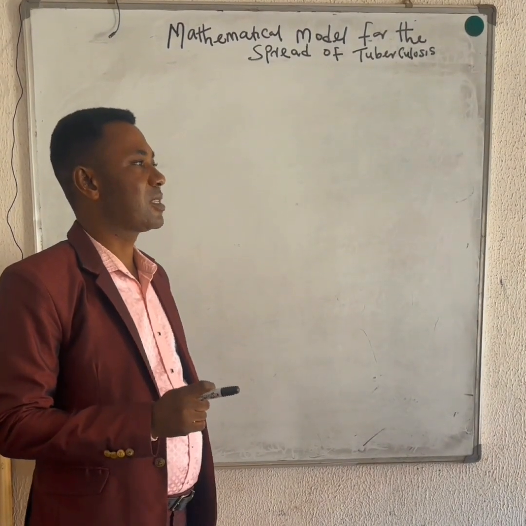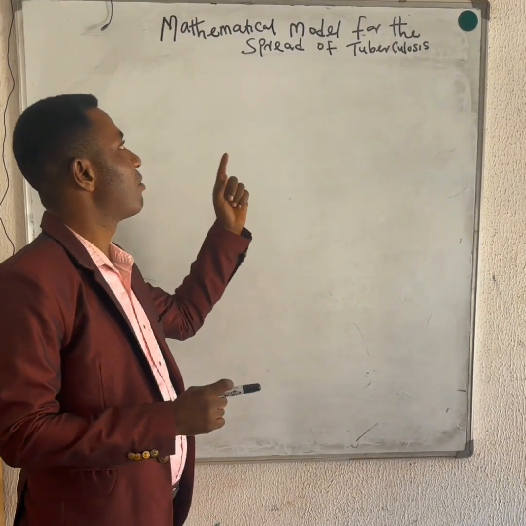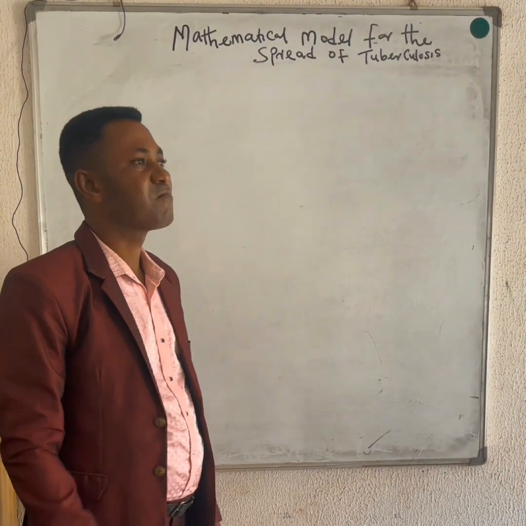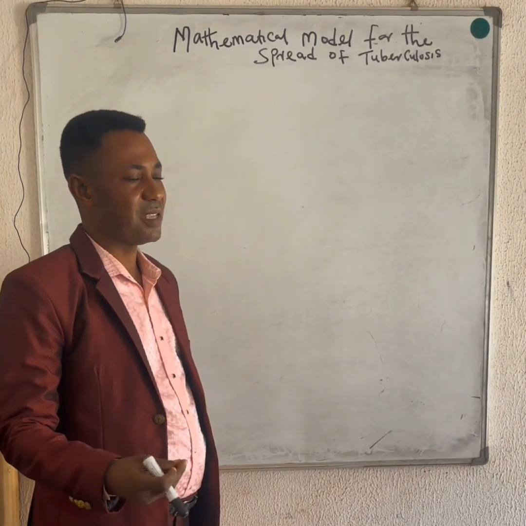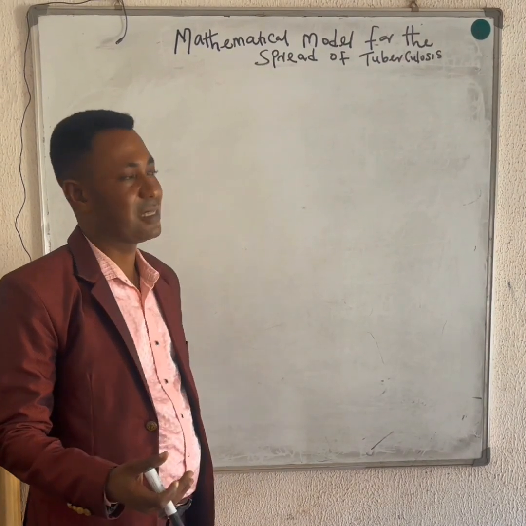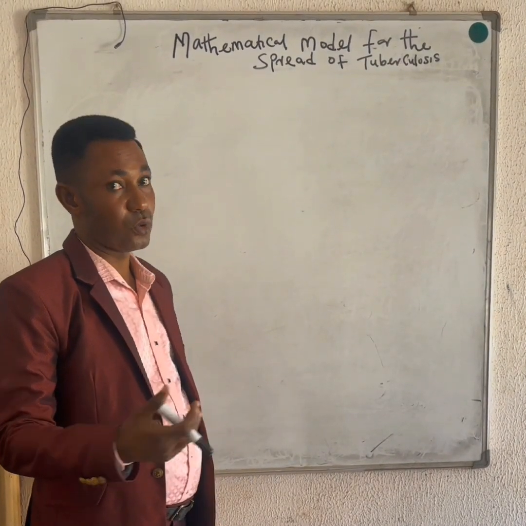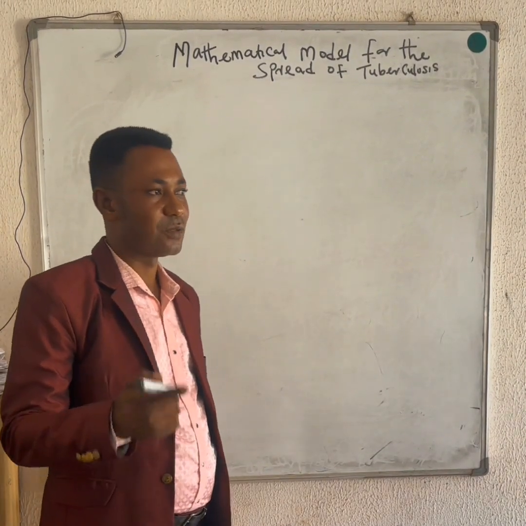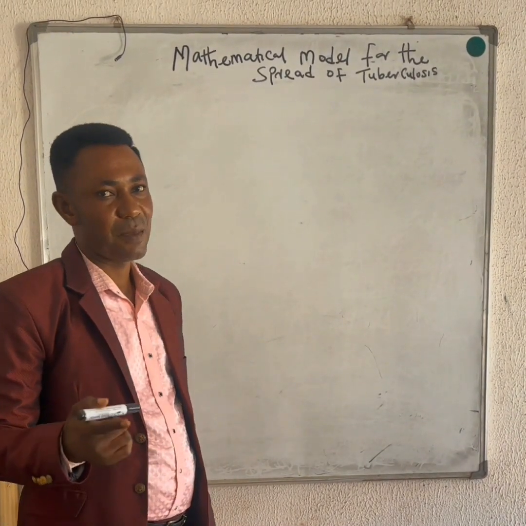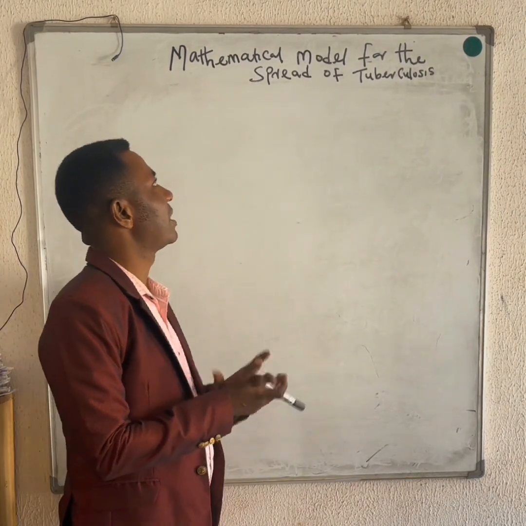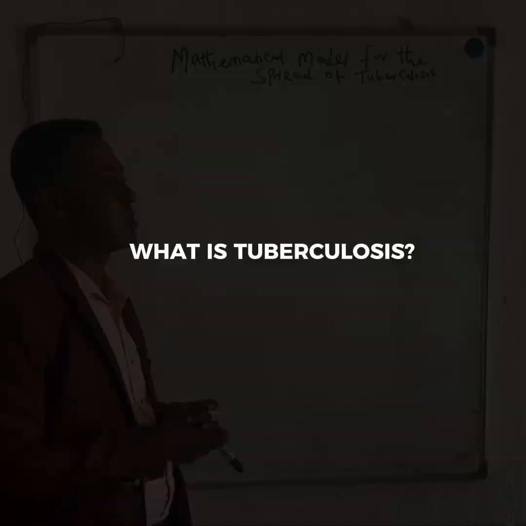And we want to consider a mathematical model for the spread of tuberculosis. That is, we can use mathematics to study how disease spreads in a community and how to also control it. That is one of the things mathematics can do. We also call it mathematical epidemiology, that is biomathematics. Now, we want to formulate a model for the spread of tuberculosis.